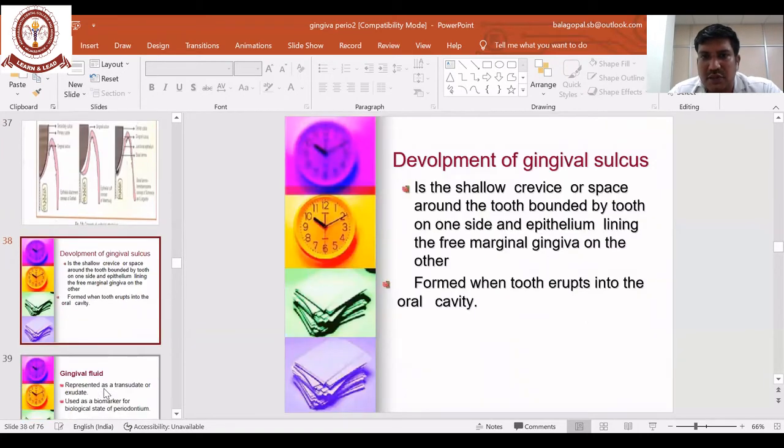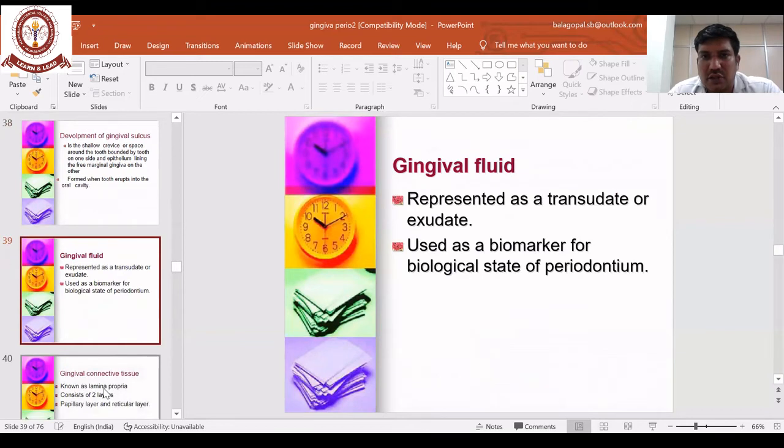How does the gingival sulcus develop? It is the shallow crevice or space around the tooth, bounded by the tooth on one side and the epithelium lining the free marginal gingiva on the other, formed when the tooth erupts into the oral cavity. Gingival fluid is represented as a transudate or exudate and is used as a biomarker for the biological state of the periodontium. So these are the important features of the gingival epithelium.